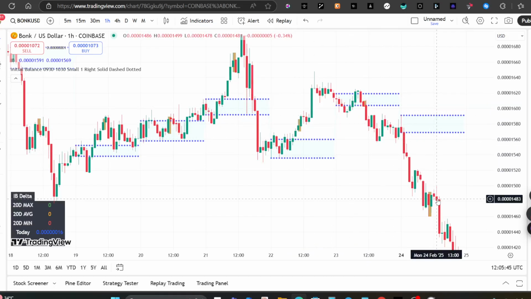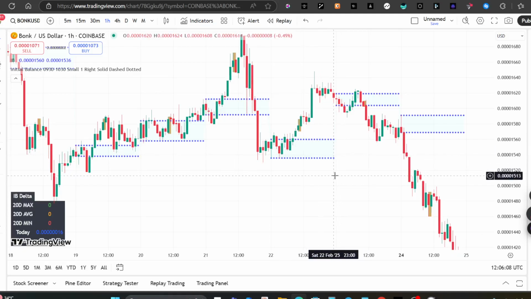But here's where it gets interesting. The strength of these breakouts depends on other market factors like volume, liquidity, and order flow. So if a breakout happens with low momentum, it could be a fake out, trapping traders who jump in too early. Now, let us talk about how to actually use the IB indicator in your trading.